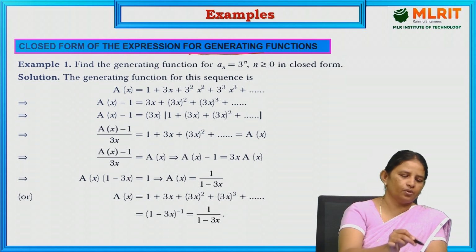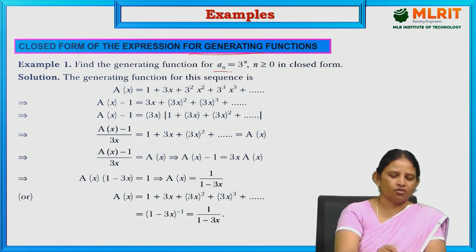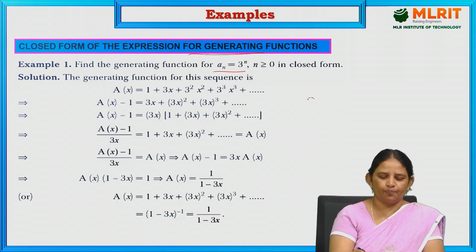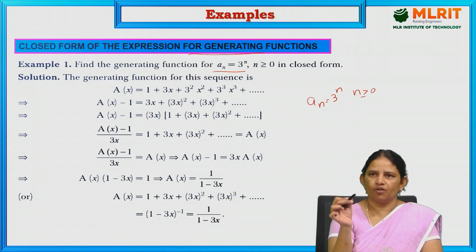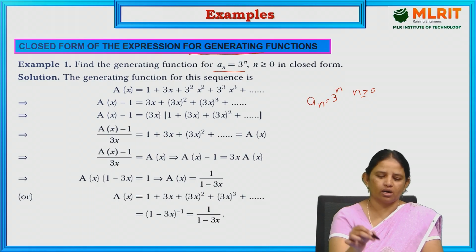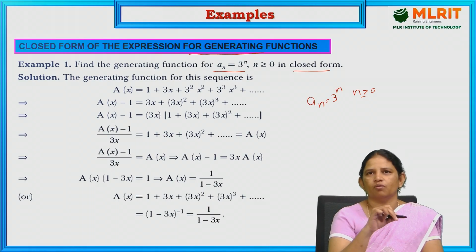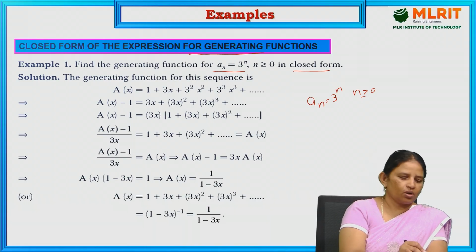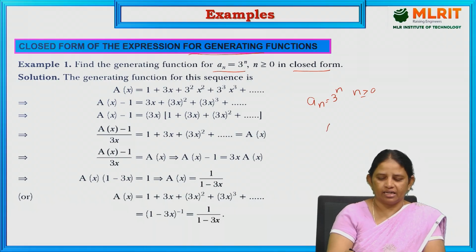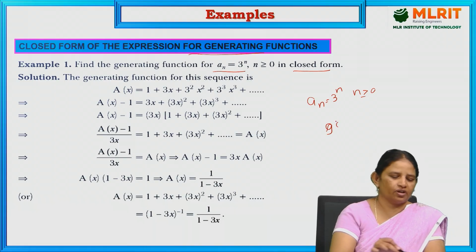Consider the example. Find the generating function for a_n equal to 3 power n, where n is greater than or equal to 0. That means n values start from 0. We need to find it with the help of the generating function in closed form. So what is the formula for the generating function? You can take either g of x or A of x.